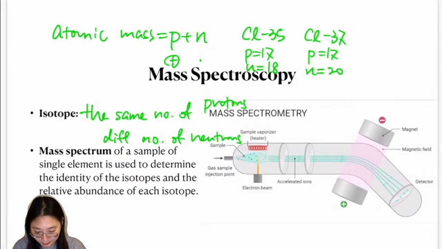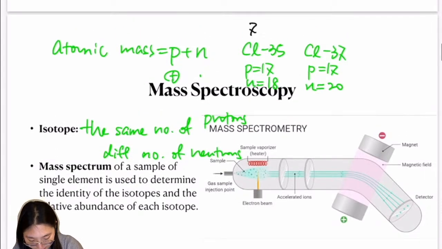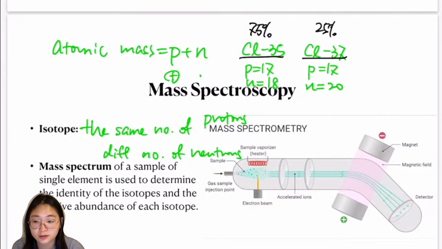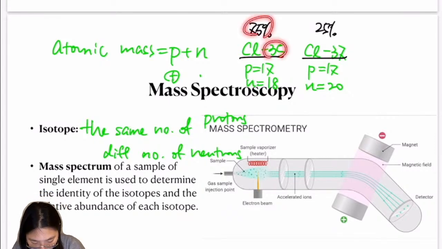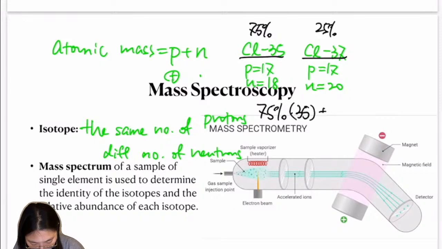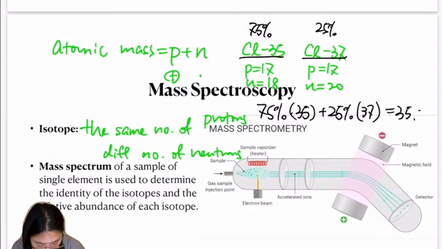So for chlorine, for example, 75% of the chlorine in nature is chlorine-35, and only 25% of the chlorine in nature is chlorine-37. So the ratio is not 1 to 1. We have 3 times more chlorine-35 than chlorine-37. So how we calculate the weighted average is 75% times 35 plus 25% times 37. Then we will get 35.5.